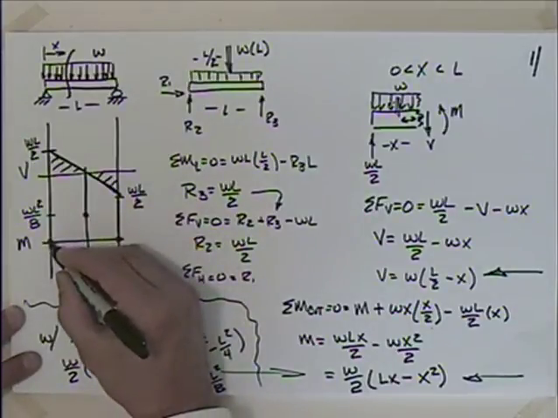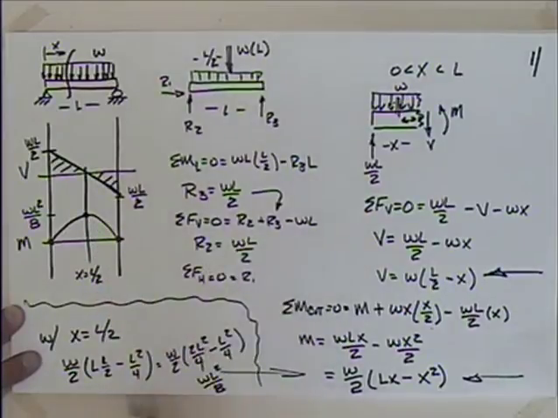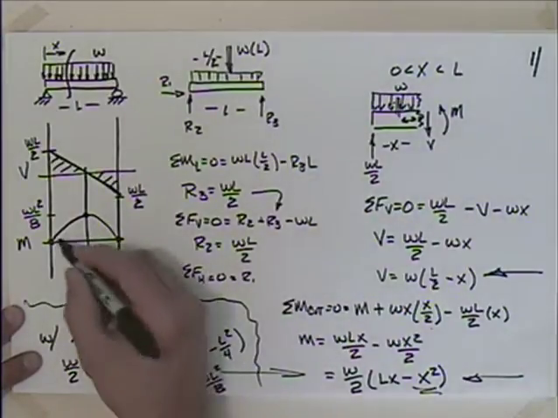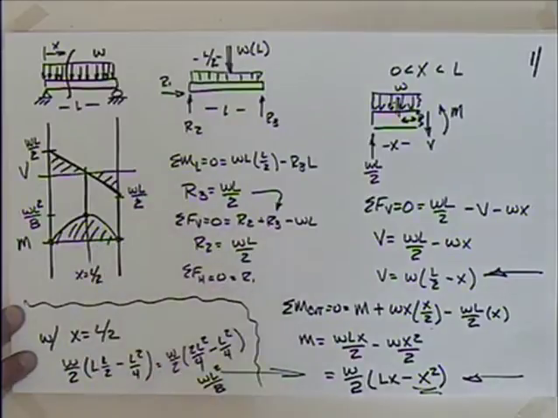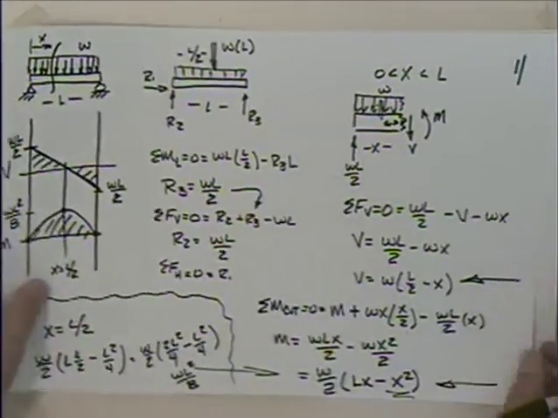Okay, we could plot some more points, and when we did, we'd have something that went like that, because it's a second order. Okay, so WL squared over 8. And that's a common one that comes up all of the time. Well, couple things before we leave this problem. Got a few more things I'd like to look at on this one.